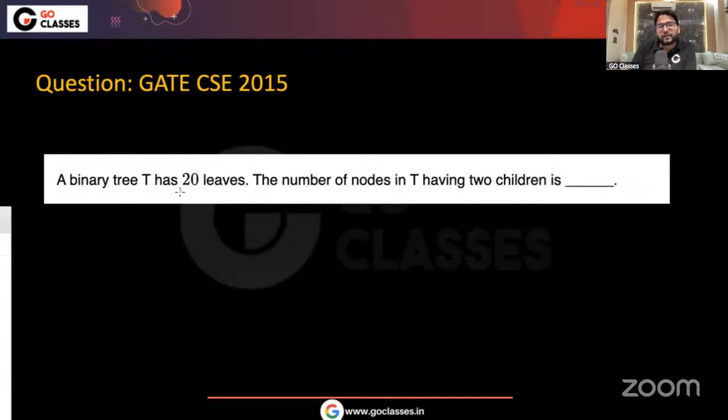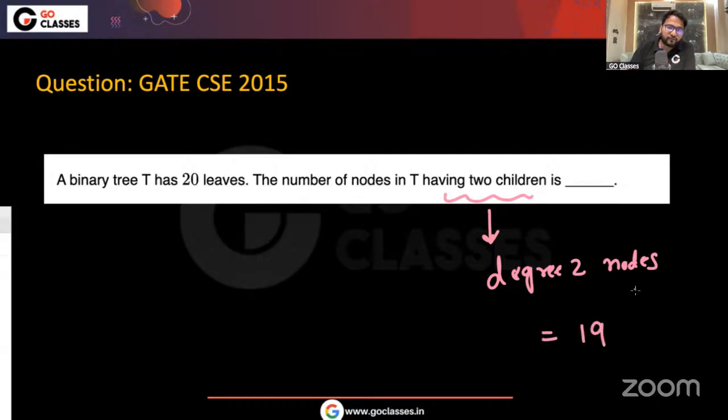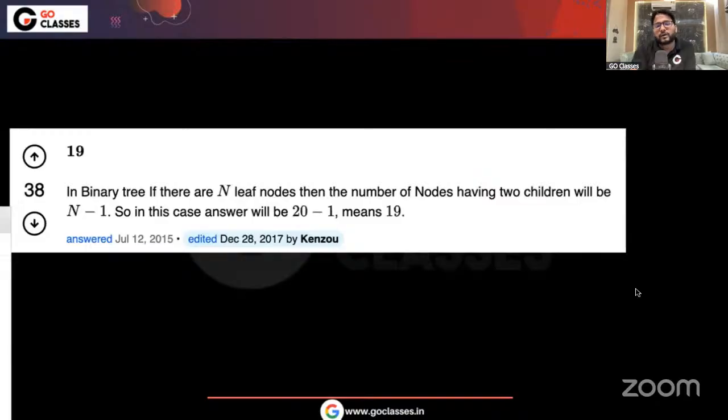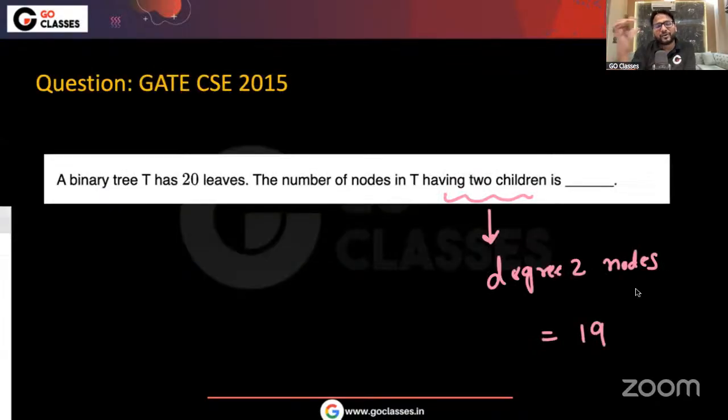A binary tree T has 20 leaves. The number of nodes in T having 2 children. So having 2 children means degree 2 nodes they are asking. It will be, can you tell me quickly? Degree 2 nodes. It will be just 19, one lesser than the leaf nodes, right? One lesser than the leaf nodes. It will be 19. So actually this particular theorem, I don't know how many times they have asked, but they have asked it many times.